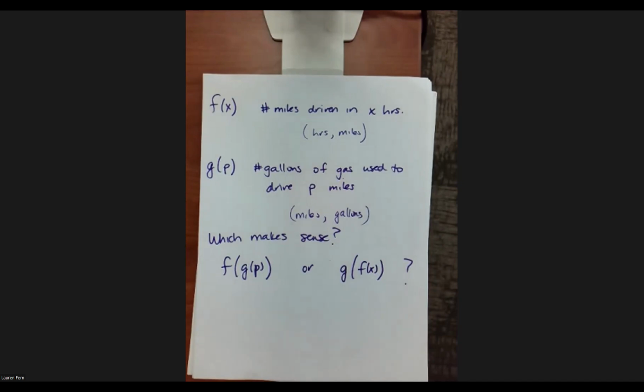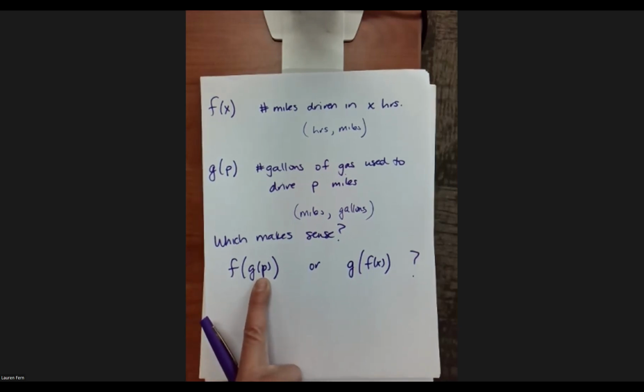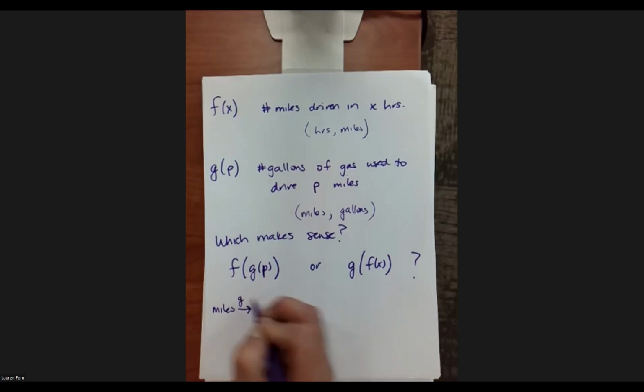And then we'll actually say what that composition tells us. Now let's think about the composition, okay? For this one, we start with P. You agree? Right? When you do the composition, you work inside out. Yes? So you start with P. P is the number of miles. You plug it in your function G, what comes out? Gallons of gas, G of P.